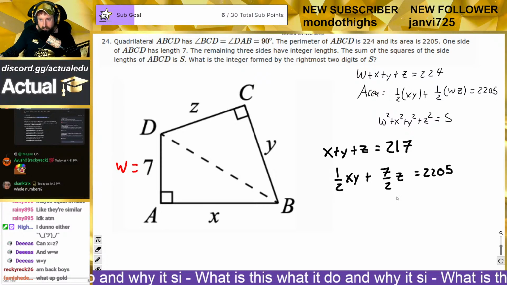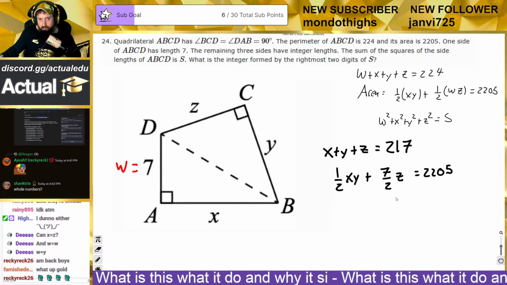And then also that W squared plus X squared plus Y squared plus Z squared is equal to S.